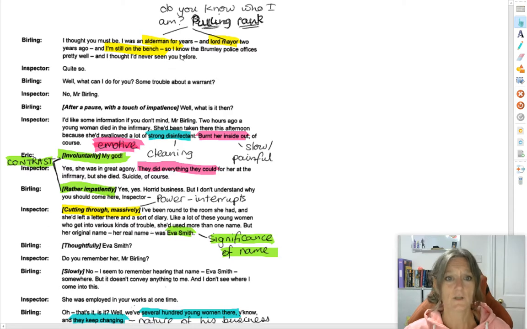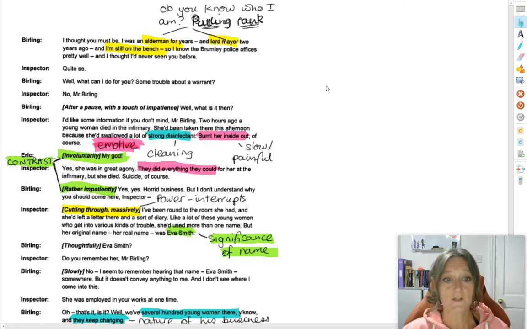Okay, he says, I know the Brumley police officers pretty well. I thought I'd never seen you before. So he's saying, this is me, but I've never even heard of you. It's becoming quite threatening. Okay, the inspector, though, he still doesn't rise to it. So whatever Birling throws at him, the inspector just takes it all in his stride. So the inspector goes on to tell Mr. Birling why he is here.